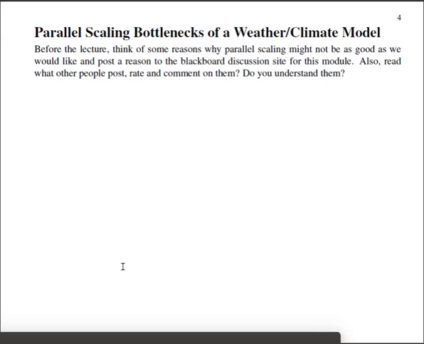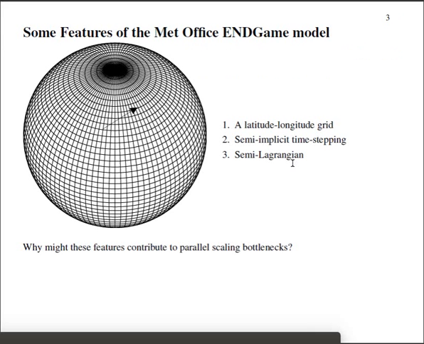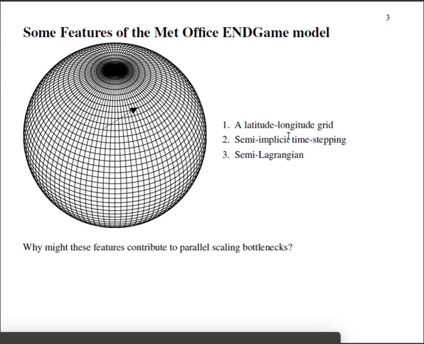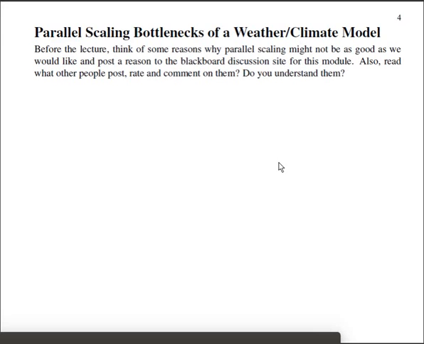So here is your task. As well as these reasons which may contribute, think of some other reasons why parallel scaling may not be perfect. Also think why these features may contribute to poor scaling. Post reasons onto the Blackboard discussion site for this module. Also read what other people post. Feel free to comment on what other people post, and you can rate other people's comments. And we'll discuss this during the lecture.